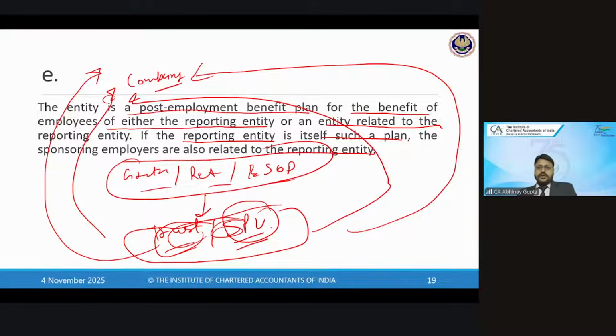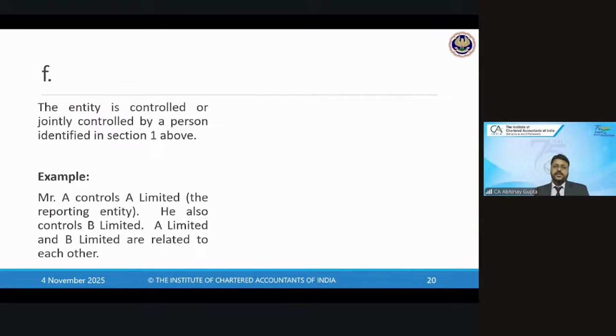Clear. So whatever trusts or SPVs are established, they are being covered, right? Clause F: the entity is controlled or jointly controlled by a person identified in section 1 above. Who was section 1? The individual, right? First we discussed the individual, then we started discussing the body corporate relationships. So there are two types of relationships: the individual relationship, where the person is there, or the other entity or body corporate is there, right? So one is for the individual.